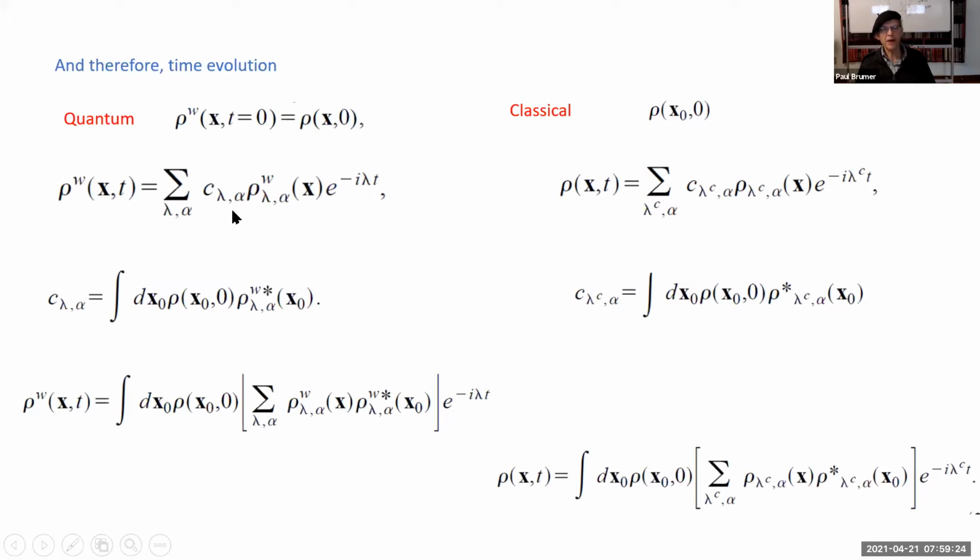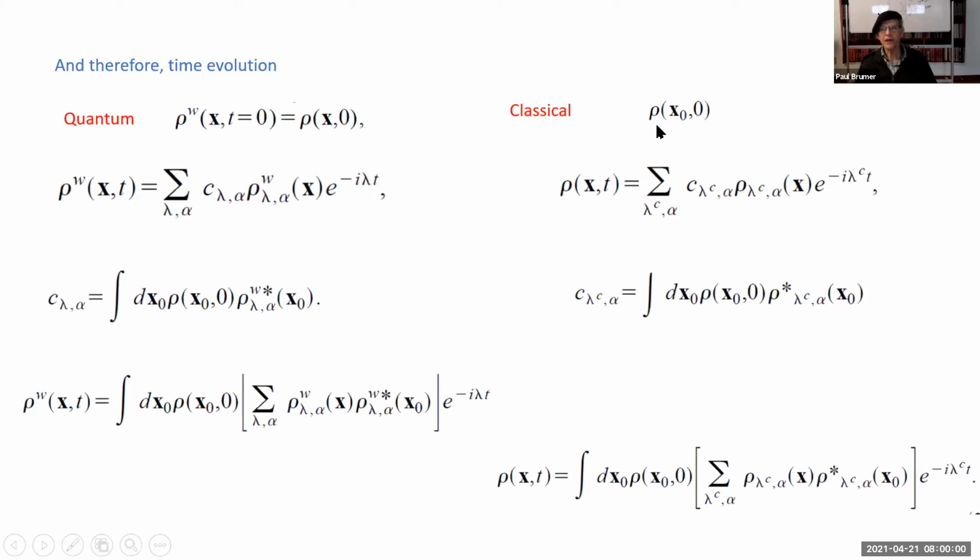And in the standard way, I can determine that c_λα is the integral over the initial ρ(x0) of the function. This should really say ρ(x0) up on top, the initial value of the density, times the complex conjugate of the eigenfunction. And then it looks like this, ρ_Wigner. I'll just assemble the whole thing together. It looks like an integral over the initial conditions with this combination, which I will discuss shortly.